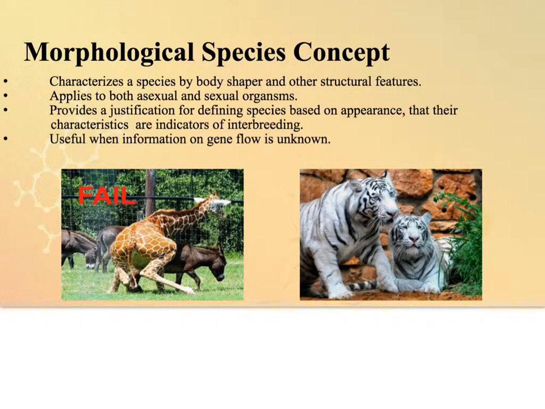It is justified through evidence of observation that species are defined by appearance, and their characteristics are indicators of interbreeding. This is extremely useful when the information on gene flow is unknown. However, there are a few drawbacks.